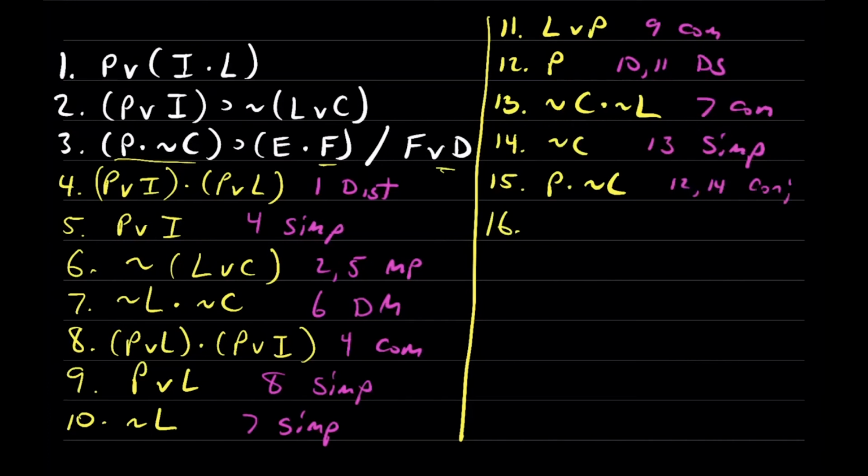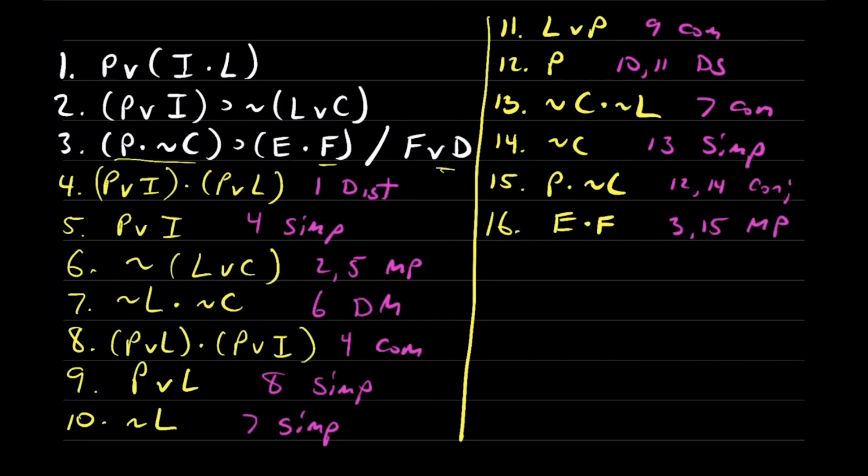Okay, we said from there we could do modus ponens, right? Line 3 says if P and not C, then we get E and F. We already have P and not C now on line 15, so we can get E and F. That's going to follow from line 3 and line 15 by modus ponens.